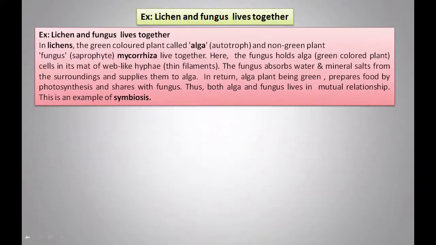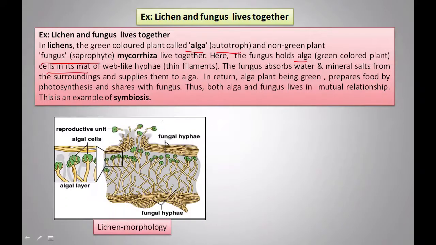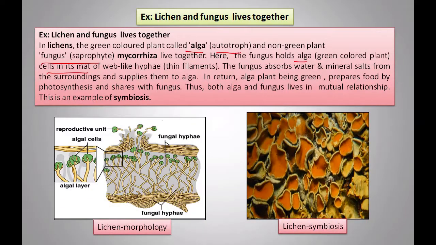Another example is lichen, a fungus and alga. In lichen, the alga is the green colored plant, which is autotroph in nature, and the fungus is the non-green plant, which is saprophyte in nature, like mycorrhiza. They live together. The fungus holds the alga cells, the green colored part, in its mat and web-like structure. You can see here in the figure the web-like hyphae, thin filaments.